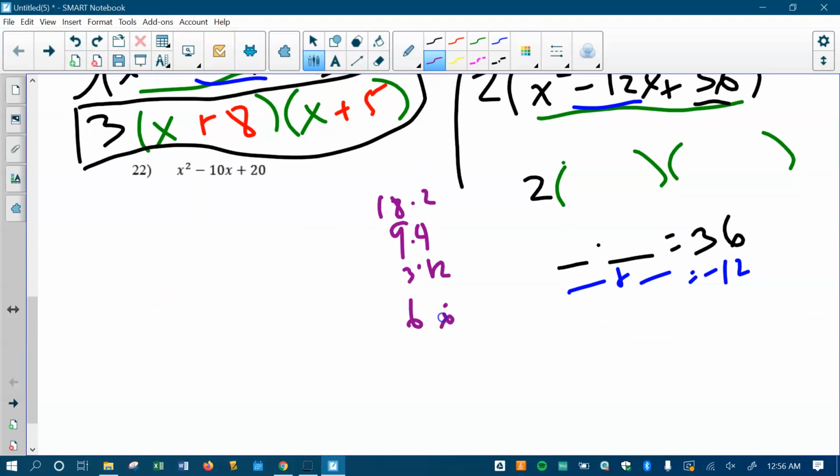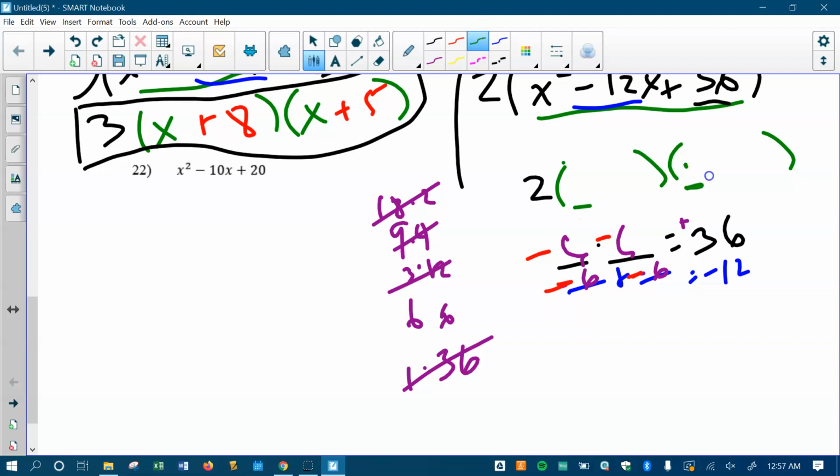It could also be 1 and 36. But it actually can't be 1 and 36. It has to be 6 and 6, because 6 times 6 is a positive 36, and negative 6 and a negative 6 equals negative 12, so these actually have to be negatives to get that negative 12 and a positive 36. Thank you. The things I put right here are going to be x's, 2 x's, to get the x squared. And then I'm going to go and put a minus 6 and a minus 6.